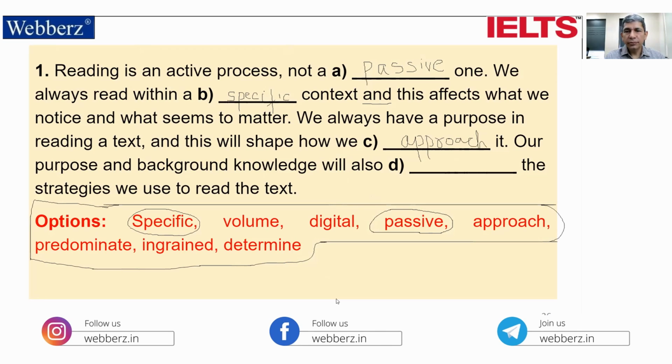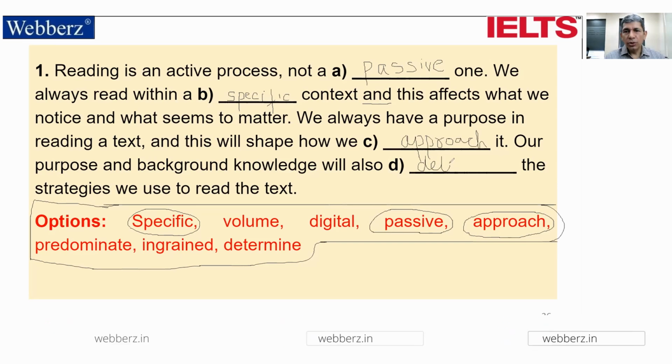Okay. The definite article is there. The strategies, particular strategies. So we'll also determine. Determine. So that is your answer. Determine the strategies used for it.